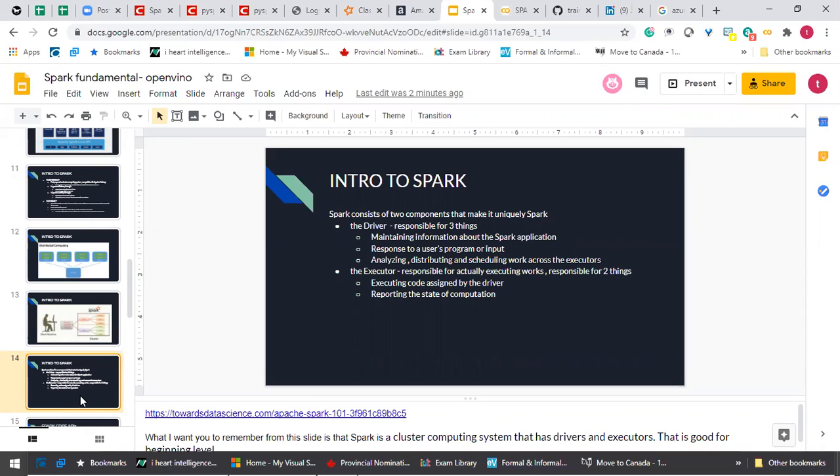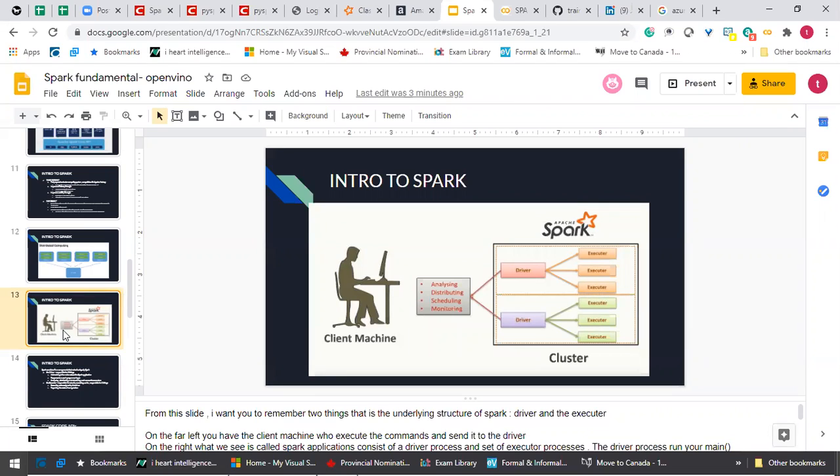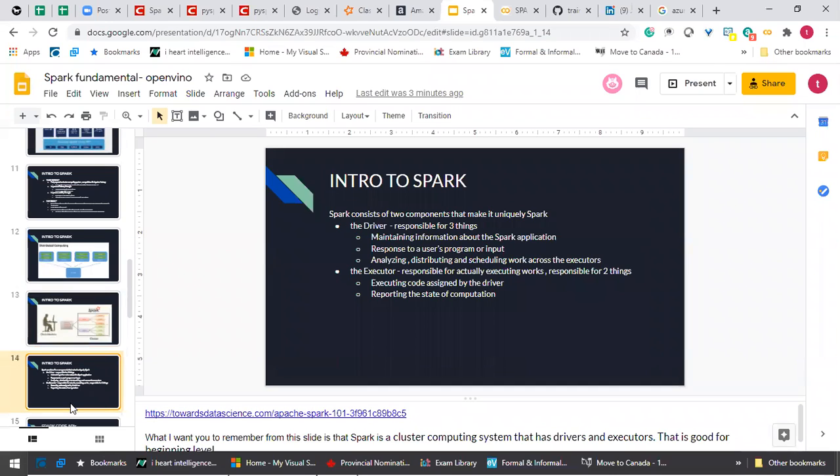So basically, what I have said are the components of Spark: a driver and an executor. The driver is responsible for three things, right? It maintains information and responds to user program input. What you input is analyzed, distributed, scheduled, and monitored. Basically, the tasks that you input on your computer, those commands will be sent to the driver, and the driver will send them to the executors to execute. You can say the driver is acting as a master, and it distributes tasks to the slave nodes. You can think of it that way, right?